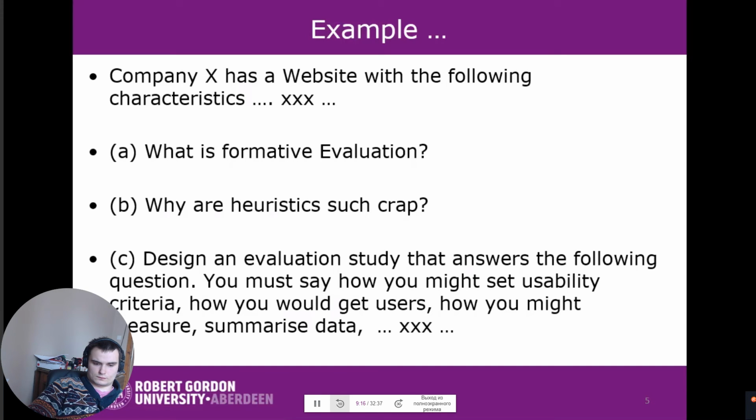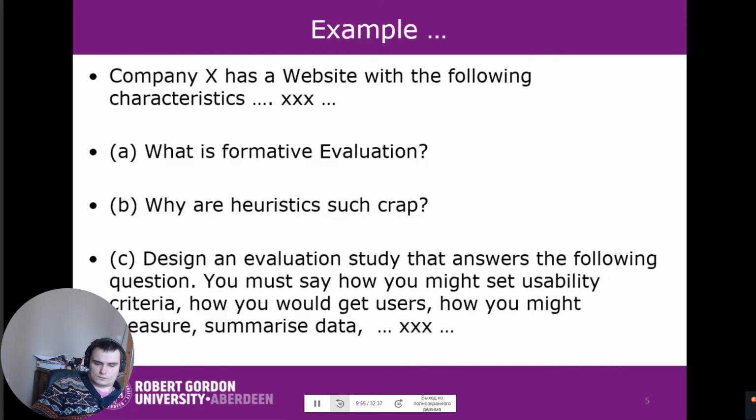So it's bookwork. Then comes the real headroom part, which is design an evaluation study that answers the following question. And then you would actually get the question. The question would be something like, how easy is it to currently find course information on digital media design? Something straightforward like that.